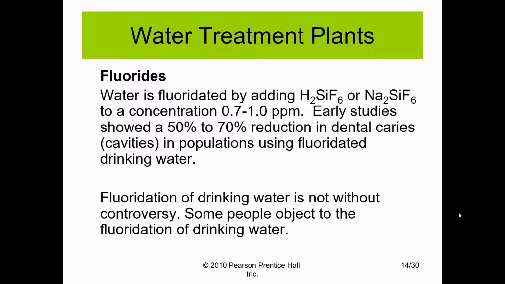The fluoride is added through a source of silicon hexafluoride or sodium silicon hexafluoride at concentrations around 1 part per million. This is a fairly dilute amount of fluoride, but we have still seen up to a 50 to 70% reduction in cavities in populations that are using this fluorinated water.